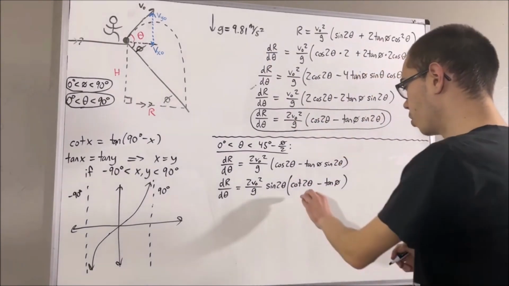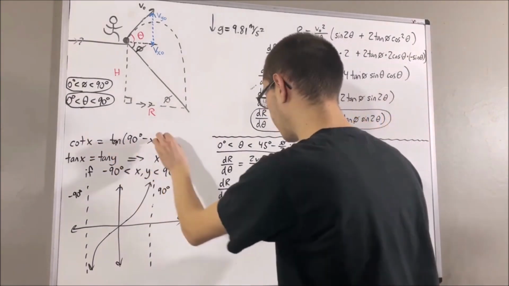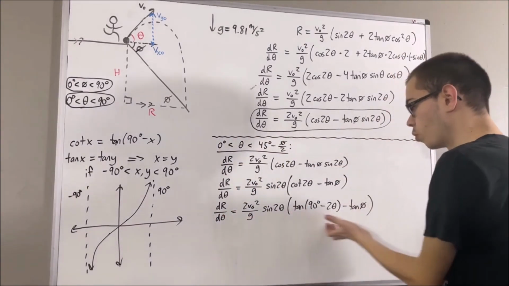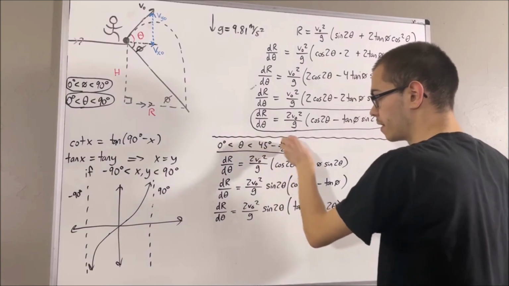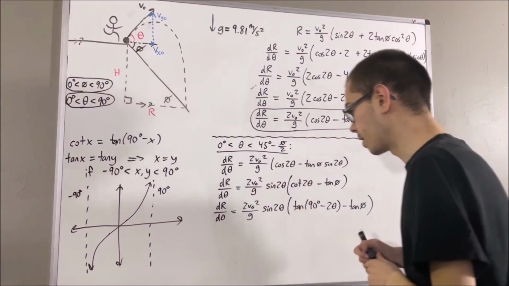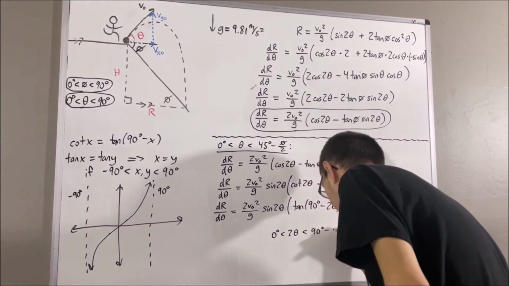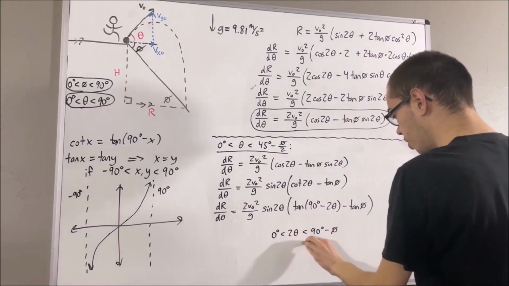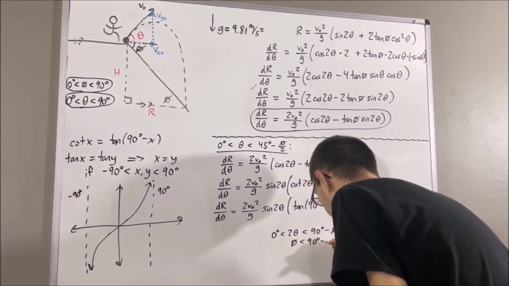And remember, cotangent of 2 theta is just tangent of 90 degrees minus 2 theta from this identity. So this is what we have. Now, we want to show that the derivative is positive. And to do that, let's modify this inequality. What we're going to do is multiply by 2 on all three sides. And if we do that, we get 0 degrees is less than 2 theta, is less than 90 degrees minus phi. And now focusing on this inequality, we're going to subtract 2 theta from one side and add phi to the other side. So we get phi is less than 90 degrees minus 2 theta.